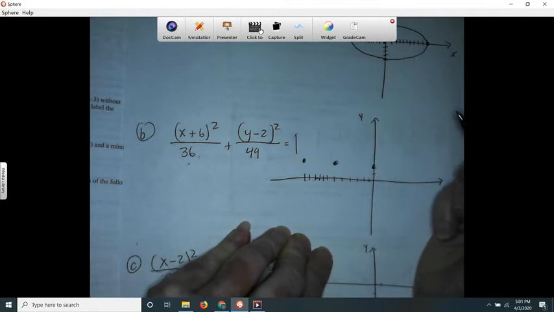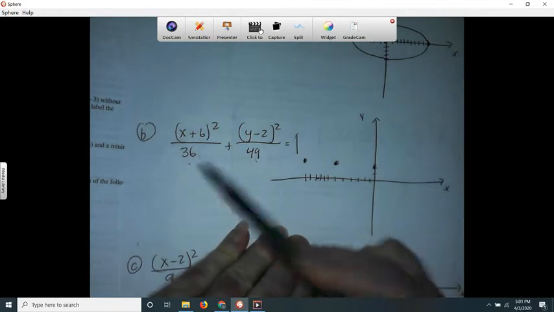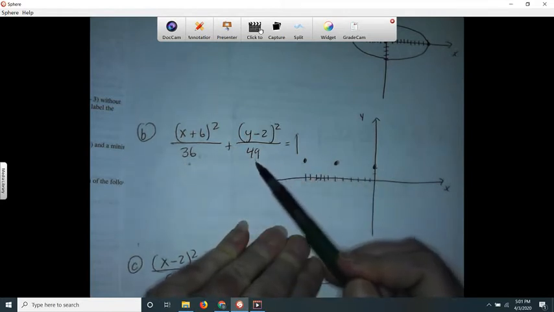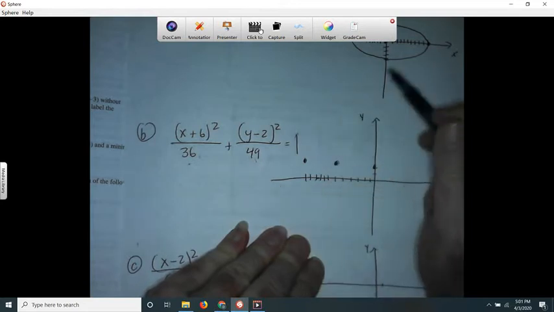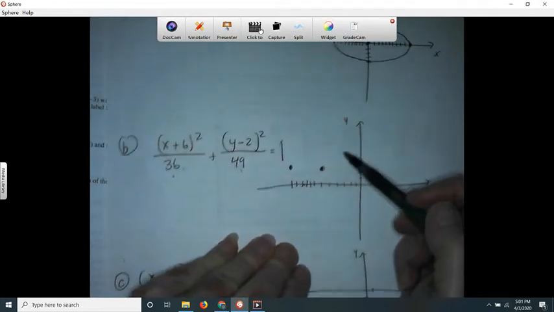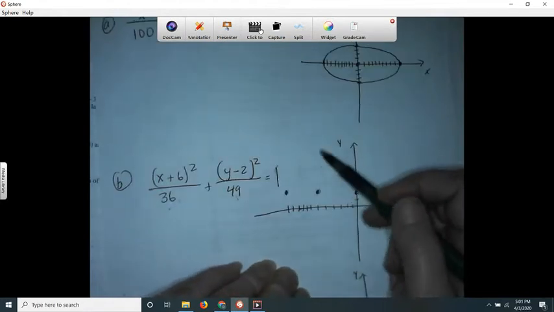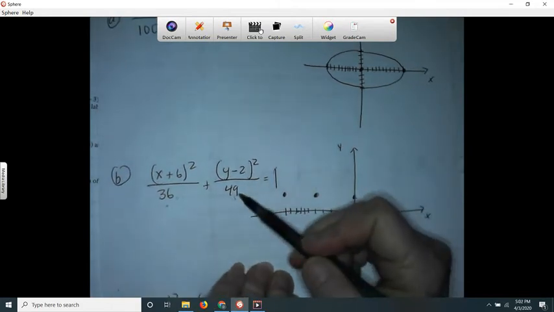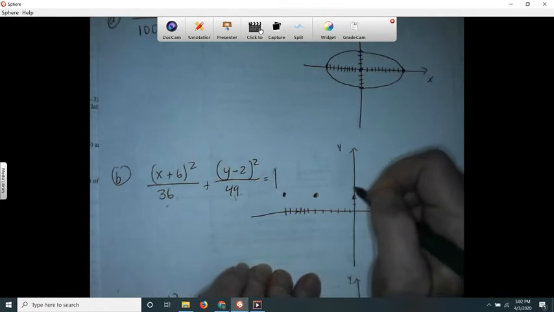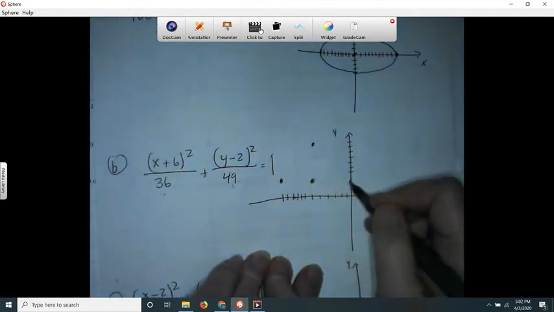There's my vertices, and, oh, okay, these are actually my co-vertices, because see how this one's a bigger number? So my ellipse is going to be taller. It's not going to be the same as this one. This one's going to have the major axis as y, and the minor axis as x. So this is 7, so go up by 7 and go down by 7. 1, 2, 3, 4, 5, 6, 7.